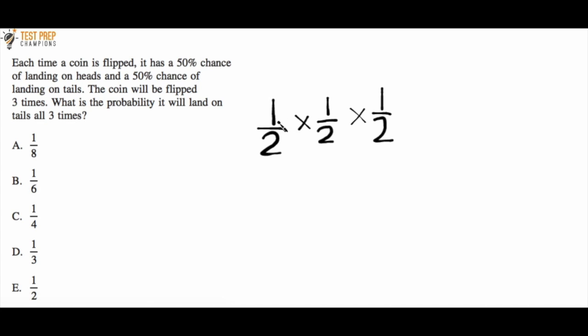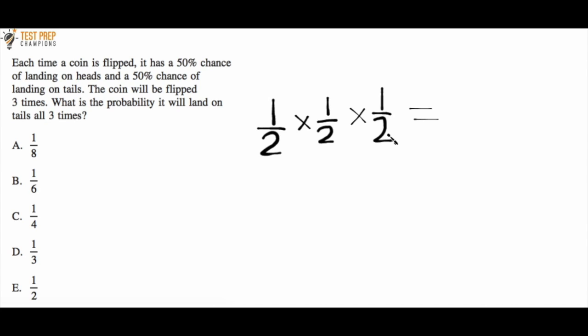Now, if on my first 2 tries I get heads, the chance of me getting tails on my third try is still 50%, all right? So in other words, each time I flip the coin, the outcome is independent of all the other attempts. So all we have to do here is multiply half times half times half.